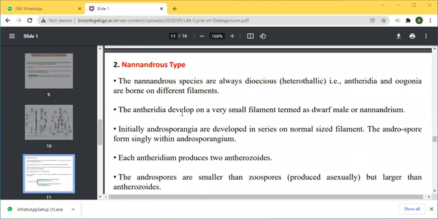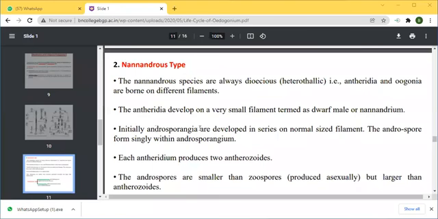Where do the Antheridia develop? On a small filament. A small filament is called a dwarf male filament in Telugu. That is the small filament that develops the Antheridia. What is the name of the term? Dwarf male or nannandrium. This is the special character. Dwarf male, which you can observe only in nannandrous species.